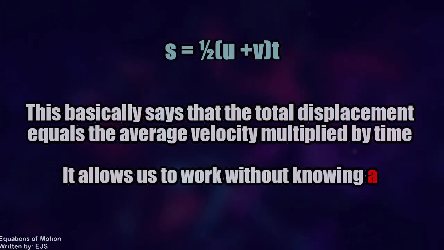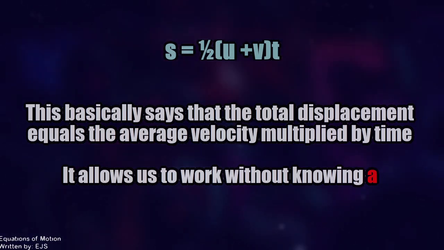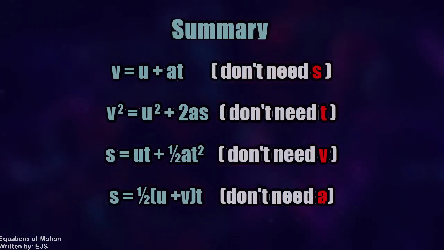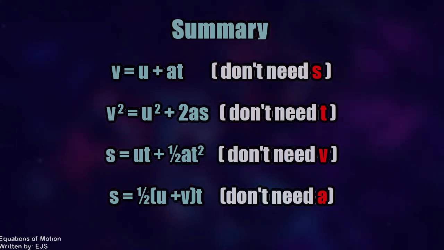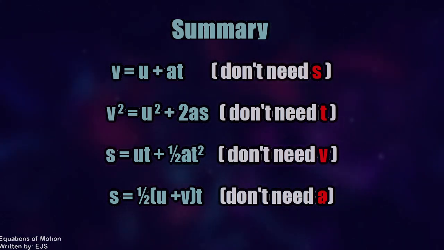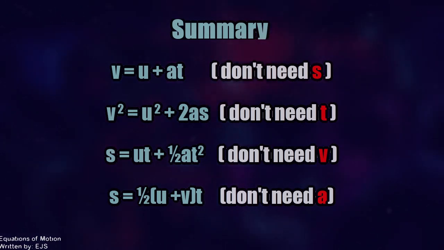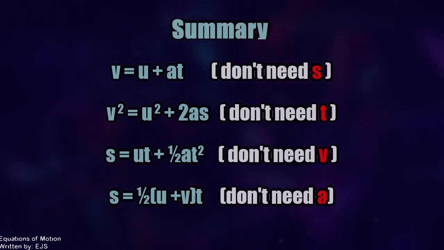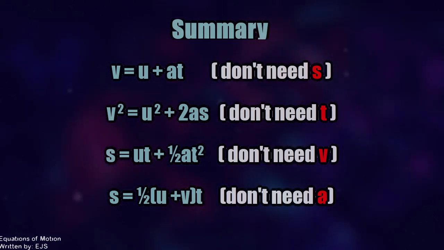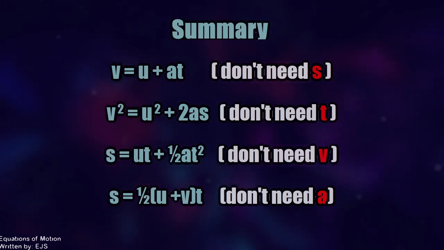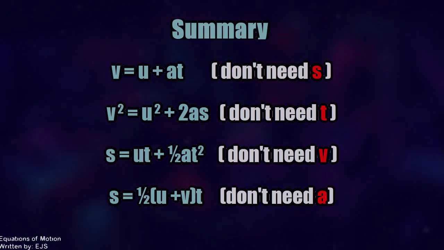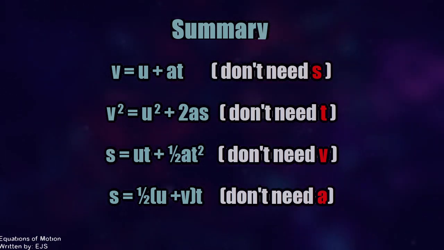So if we go to the next slide here, we've got the idea of a summary. If we don't know or need s, but we're trying to find one of those other things, we use the first equation. Second equation is where we don't know t, but we need to know something in the blue. Third equation is where we don't know the final velocity. Fourth equation is where we don't know the acceleration.